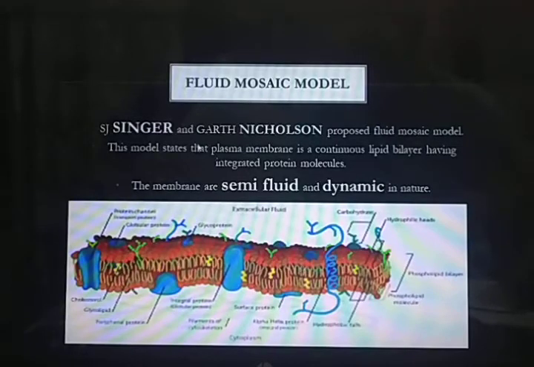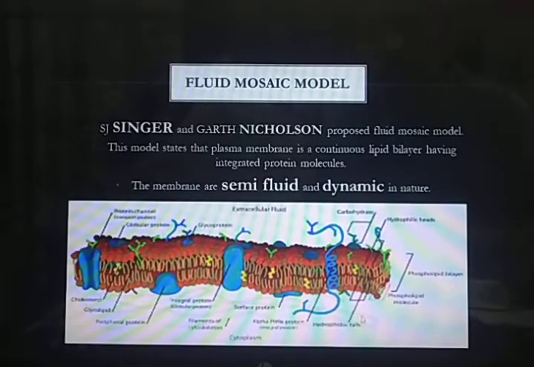So this whole structure, the model of the plasma membrane, is called the fluid mosaic model. Why is it called the fluid mosaic model? Fluid means flexibility. Mosaic means a structure that is made up of different things. Like you can see here, lipids are here, proteins are here, polysaccharides are here. All of them are making this structure. So that's why this structure has been given the name fluid mosaic model.